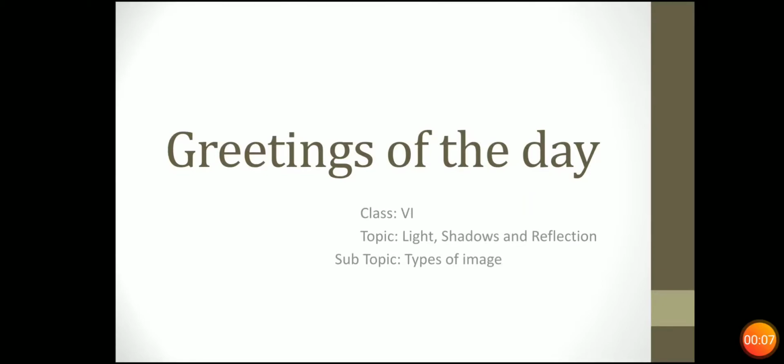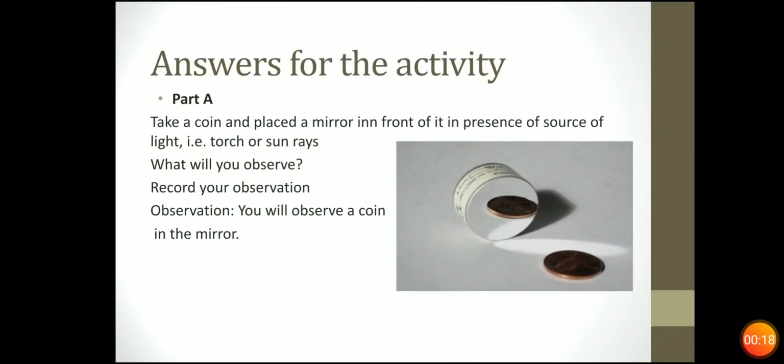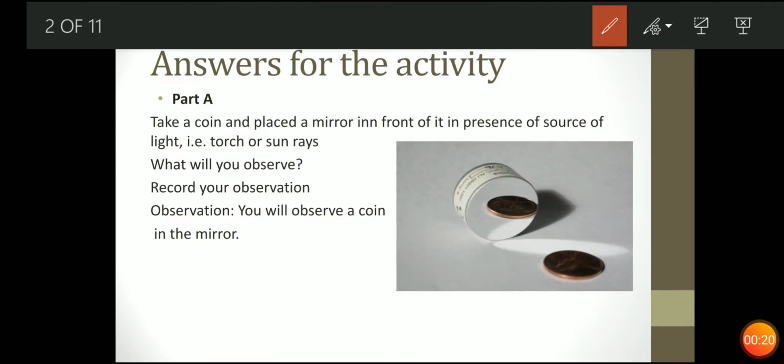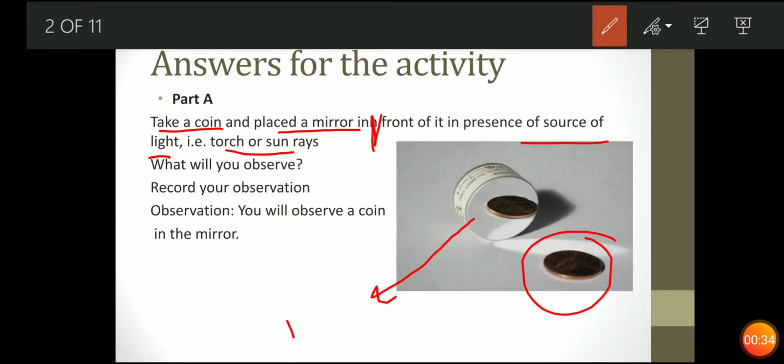I have given you an activity that you have to perform at your home, and see the observation and record it. Now, I will discuss that first, and our next topic will be types of image. The activity was to take a coin and place a mirror in front of it. You had to place it in front of the mirror, and a source of light should be there, that is a torch or sun rays. Fine. So this is a coin and this is your mirror.